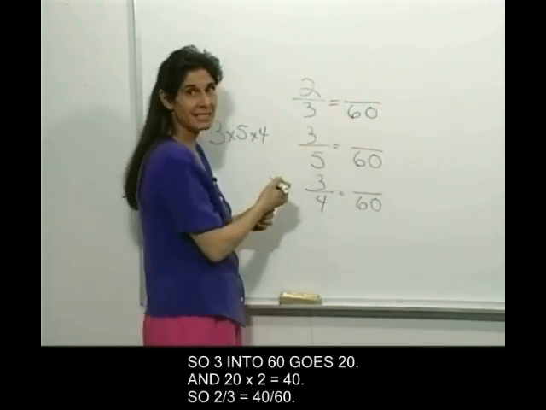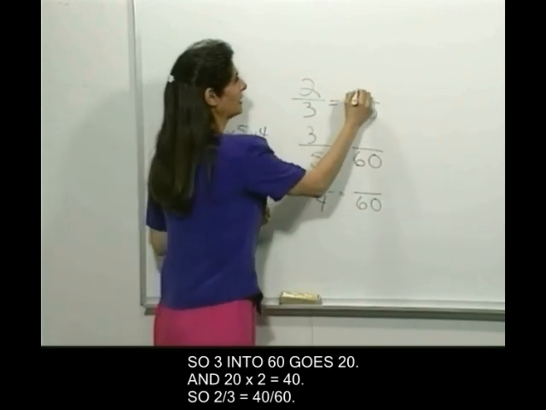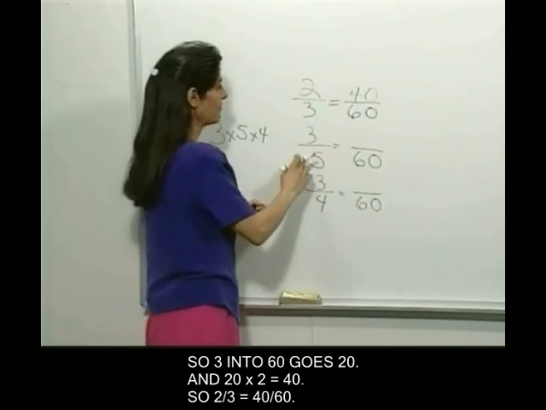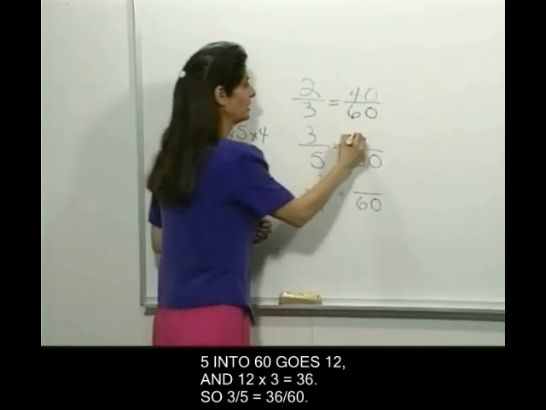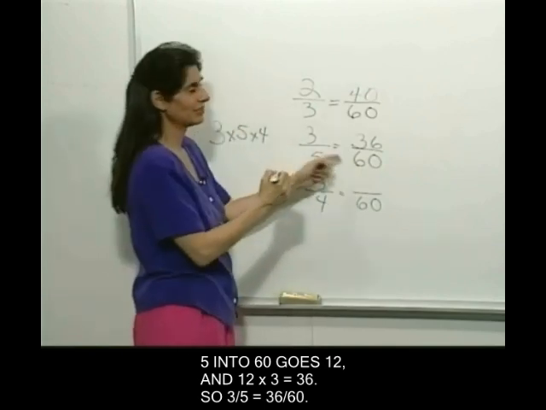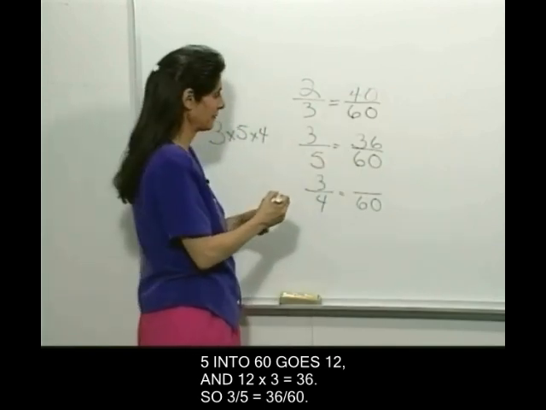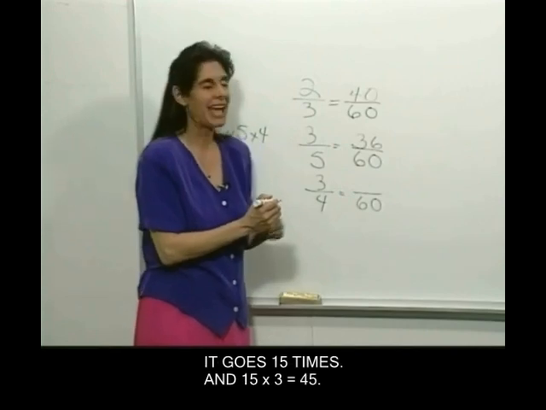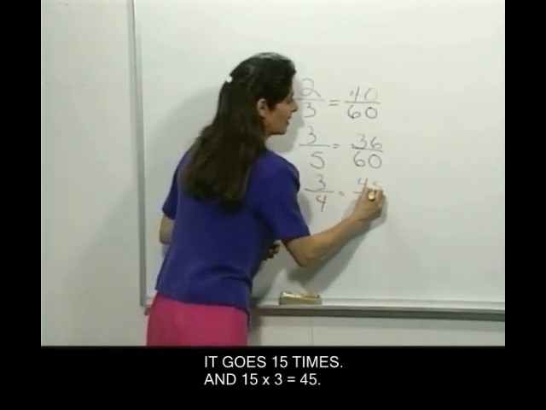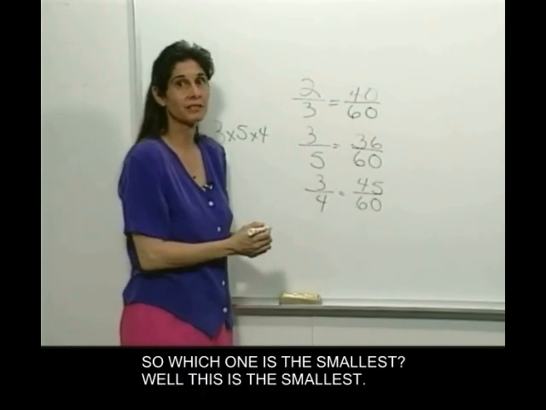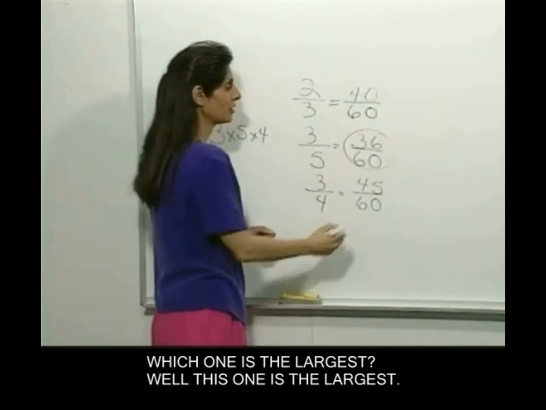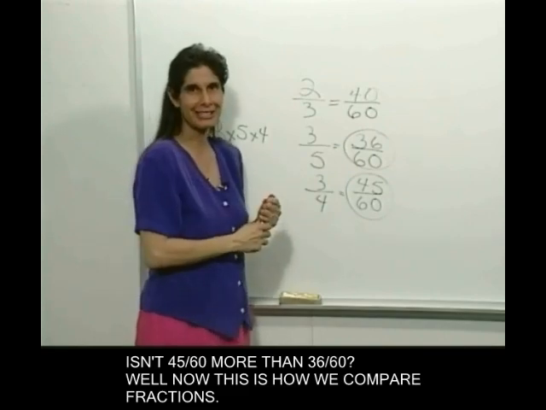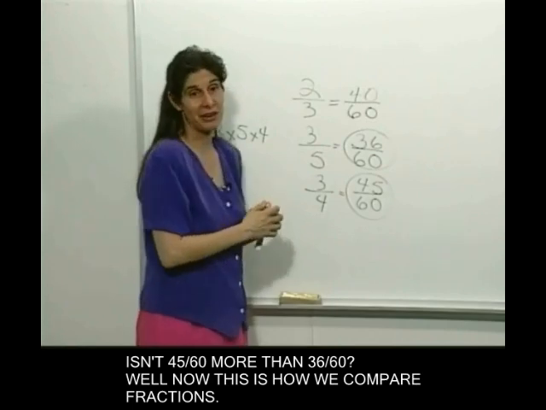3 into 60 goes 20, and 20 times 2 is 40. So 2/3 equals 40/60. 5 into 60 goes 12, and 12 times 3 is 36. So 3/5 equals 36/60. And 4 into 60 goes, let me think, it goes 15 times. And 15 times 3 is 45. So, which one is the smallest? Well, this is the smallest. Which one is the largest? Well, this one is the largest. Isn't 45/60 more than 36/60? Well, now this is how we compare fractions.